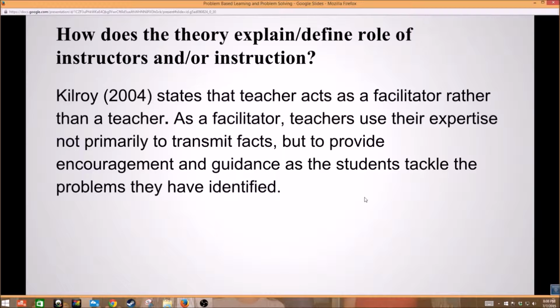How does this theory explain or define the role of the instructors? Well, Kilroy in 2004 states that teachers act as a facilitator rather than a teacher. As a facilitator, teachers use their expertise not primarily to transmit facts, but to provide encouragement and guidance as the students tackle the problems they have identified.